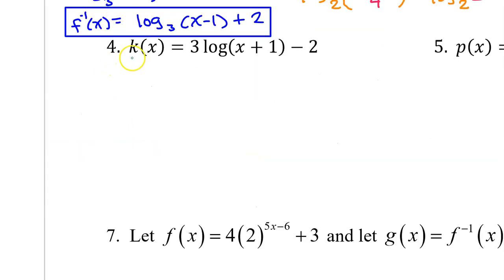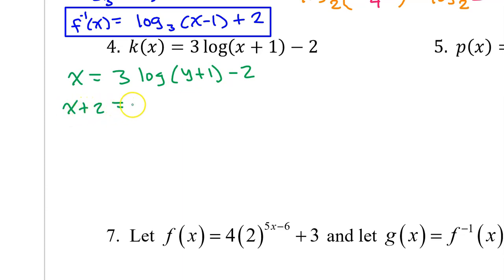Number 4, let's switch x and y. So we will have x is equal to 3 times the log of y plus 1, minus 2. Now we solve for y. Start by adding 2 to both sides. So that's x plus 2 is equal to 3 times the log of y plus 1.